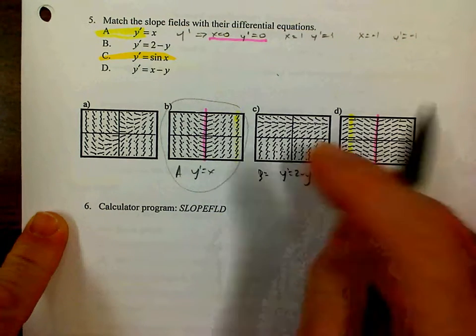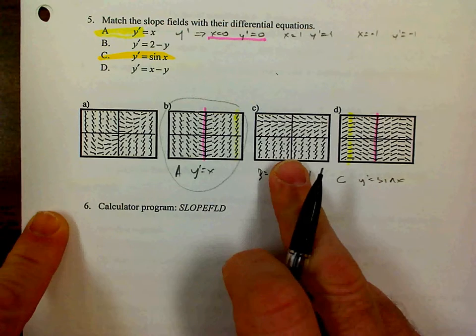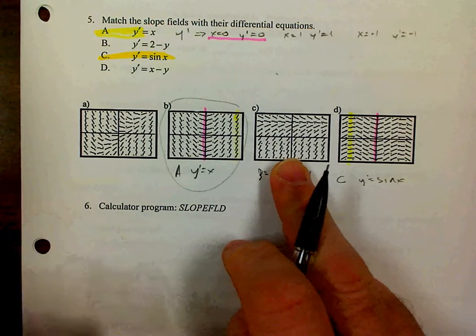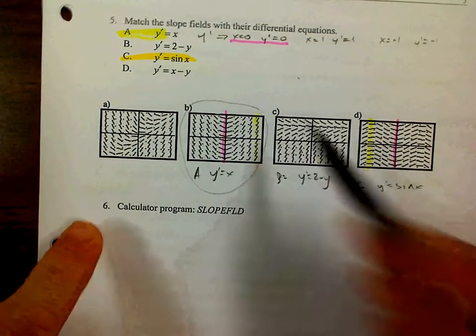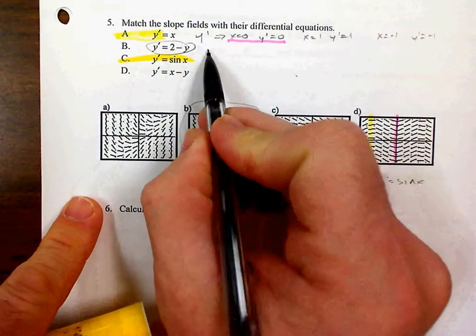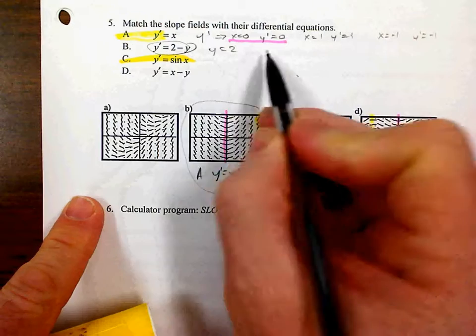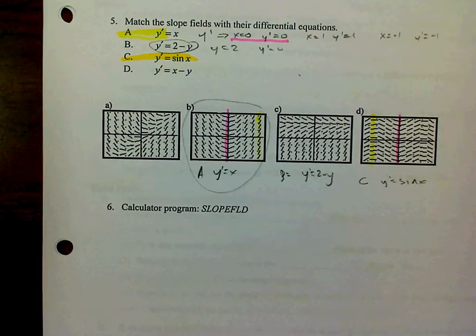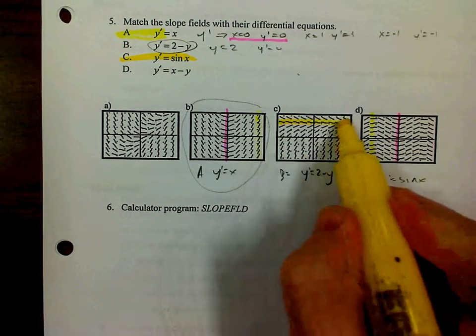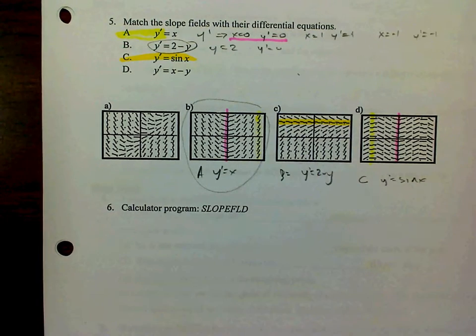And then just some other things to take a look for. We can see here when y equals 2, 2 minus 2, y prime would equal 0. So if we had others to distinguish between, that would be a good distinguishing thing to check for. Look for the easy ones. Look for your zeros, look for your ones.